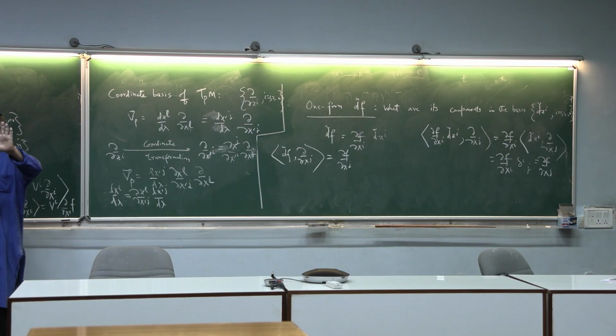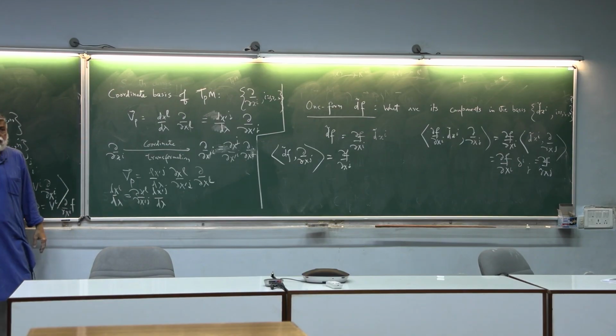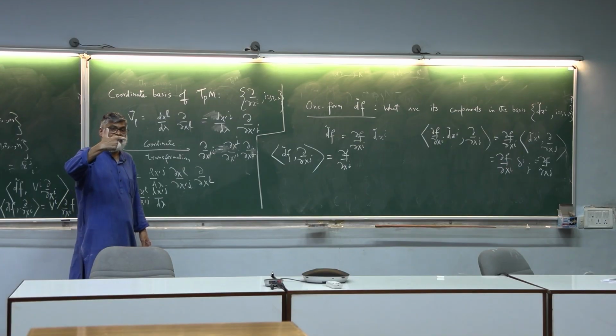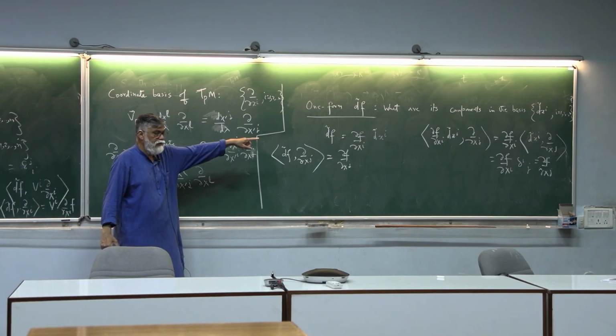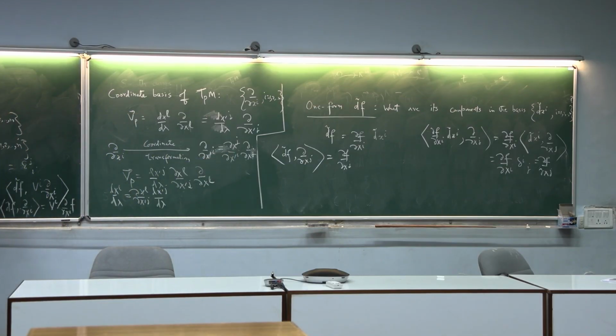So, in other words, what is the summary of all this elaborate exercise? The components of a vector transform like a contravariant vector. The components of a one form transform like a covariant vector, but neither the one form nor the vector change when there is a coordinate transformation. They do not change. For a different curve, the vector will be different. For a different function f, the one form will be different, but otherwise under coordinate transformation they do not change.